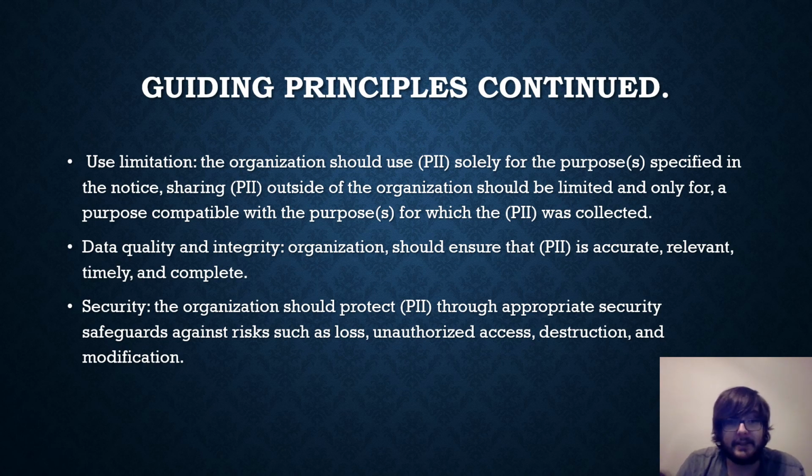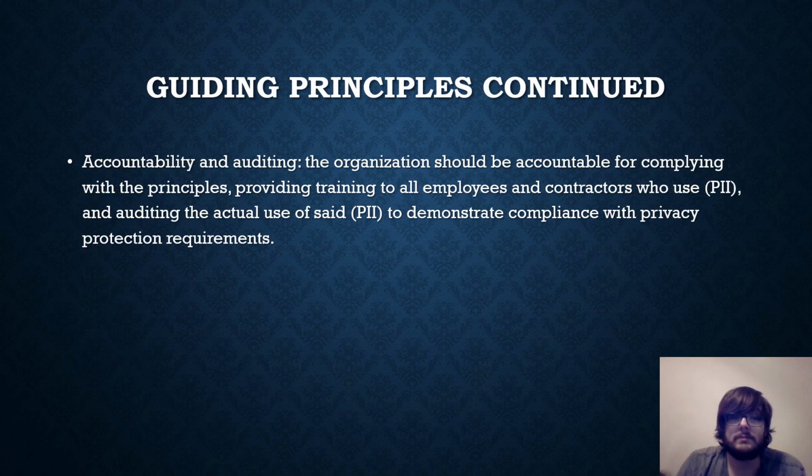Data quality and integrity. The organization should ensure the PII is accurate, relevant, timely, and complete. Security. The organization should protect the PII through appropriate security safeguards against risks such as loss, unauthorized access, destruction, and modification. Accountability and auditing. The organization should be accountable for complying with the principles, providing training to all employees and contractors who use PII, and auditing the actual use of said PII to demonstrate compliance with privacy protections and requirements.